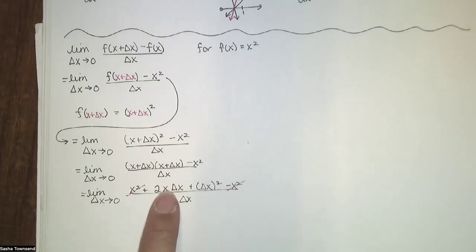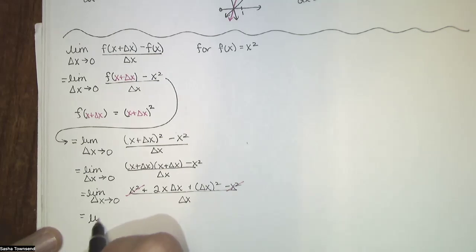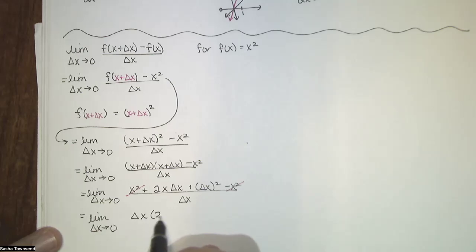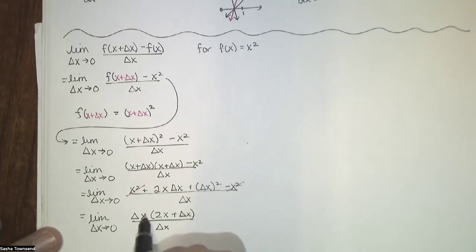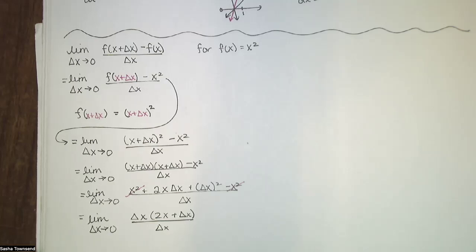And we also notice that this term has a delta x as a factor, and this term has 2 delta x's as factors. So we can factor the delta x out. Delta x times 2x gives me this term. Delta x times delta x gives me delta x squared. It's still a 0 over 0 indeterminate form if I substitute in delta x right now.